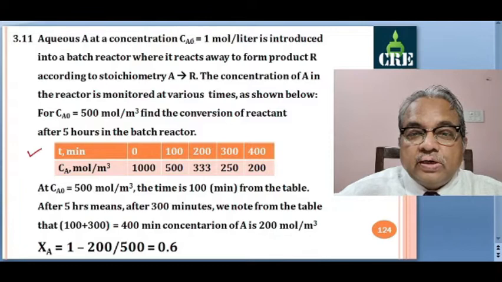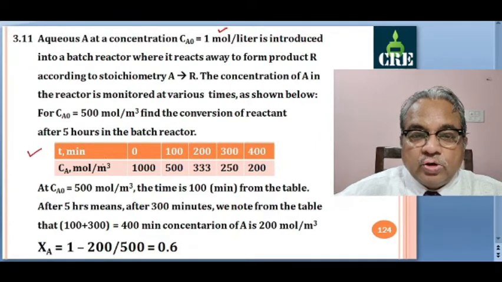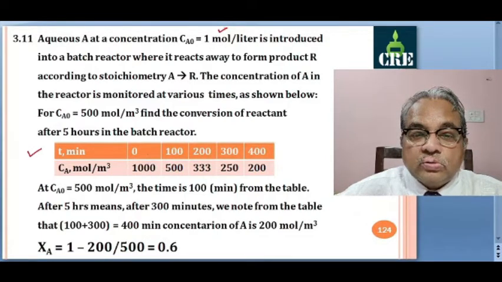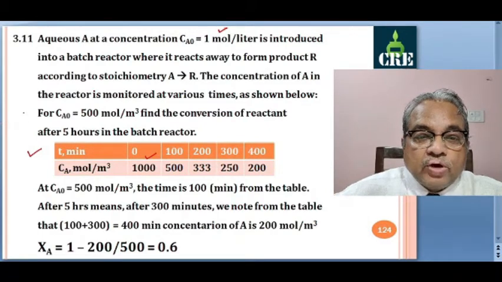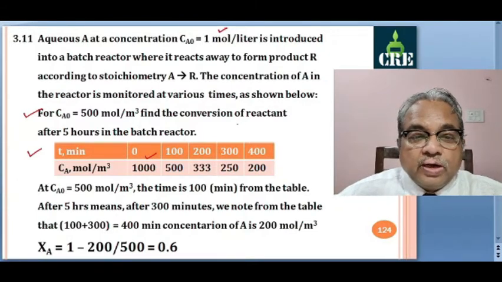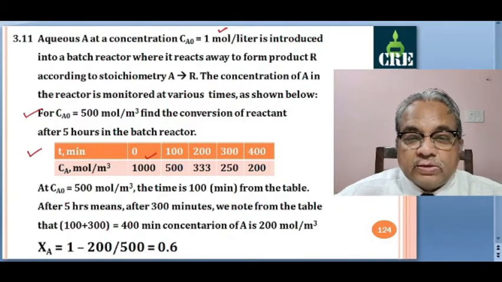Aqueous concentration at Ca0 is equal to 1 mole per liter. Okay. So here we have moles per meter cube. So 1 mole per liter is 1000 moles per meter cube, already given as converted value. For Ca0 is equal to 500 moles per meter cube, find the conversion of the reactor after 5 hours in the batch reactor.